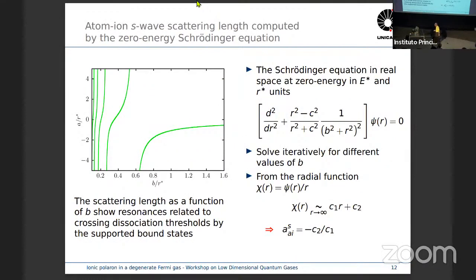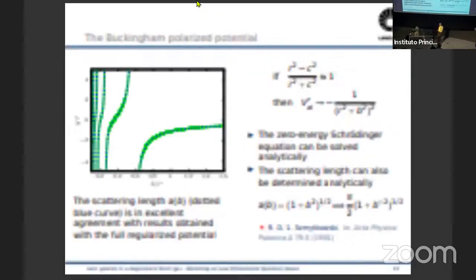To determine the scattering length for S wave, what we do is to solve the Schrödinger equation for zero energy. And what we do is to solve iteratively for B: we give one value of B and then solve the equation. And from the radial function, we get the scattering length.